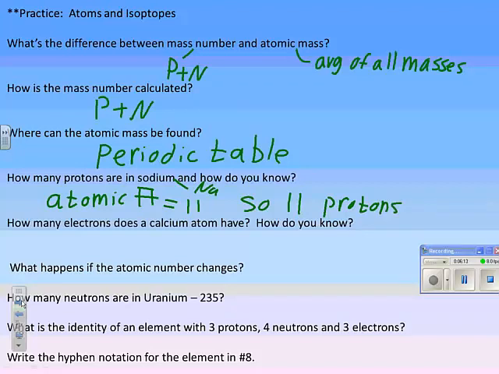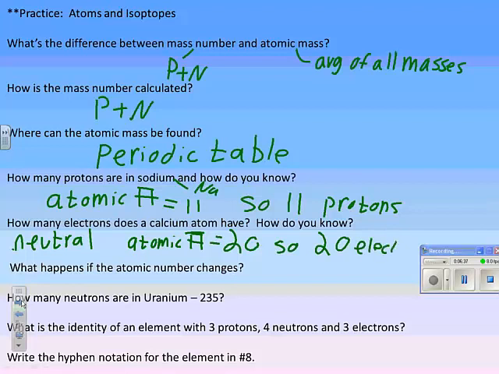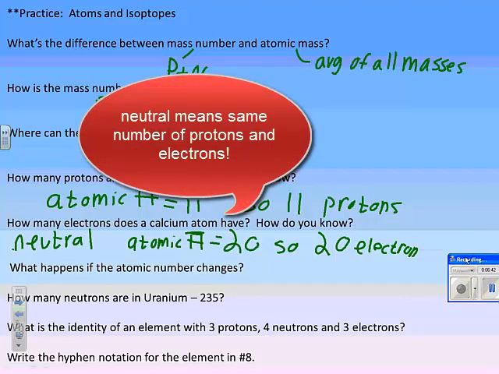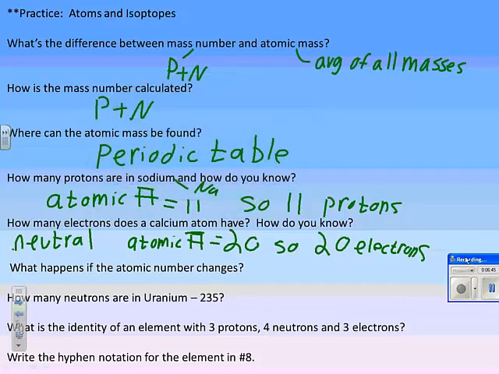How many electrons does calcium have? Well, we know it's neutral. Remember, we always consider atoms neutral unless we tell you differently. So its atomic number equals 20. So 20 electrons. You'll be doing a lot of these types of questions, so if you've got questions, go ahead and write them to the side, and I'll fix you in class. What happens if the atomic number changes? It becomes a different element.